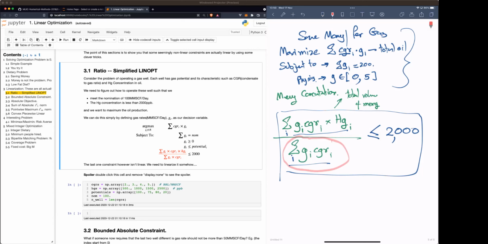That's no closed form. Very good. So your problem is because this guy is at the bottom. All you need to do is move it up top, and then you're going to get something linear, right? So for example, you're going to get the sum of GI, CGRI multiplied by HGI less than or equal to the sum of 2000 multiplied by GI multiplied by CGRI.